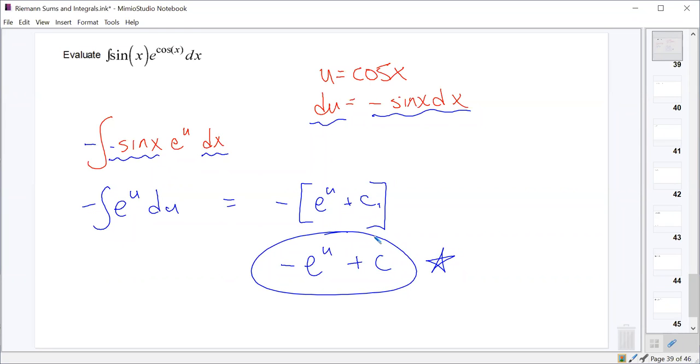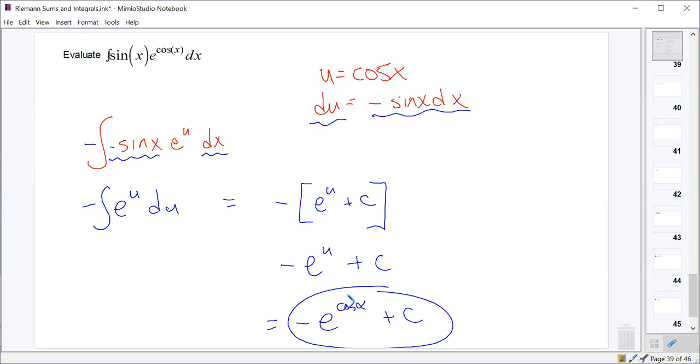Should we put our answers when we do u subs in terms of x or u? Oh, right. Sorry. So negative e to the cosine x plus a constant. Yeah, always convert back. I don't know why I didn't convert that back just now. Always convert it back.